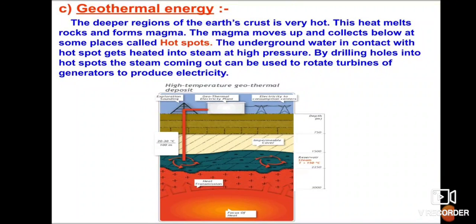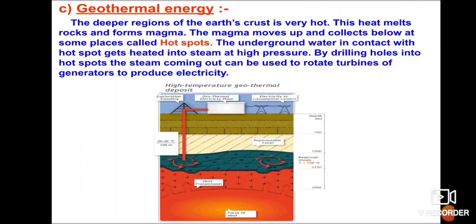The underground water in contact with a hot spot gets heated into steam. A hot spot is a region with high temperature that has magma. Magma is at a high temperature and is a high boiling element. When the underground water is in contact with the magma or hot spot, it boils and produces steam at high temperature. By drilling holes with pipes into the hot spots, the steam comes out.